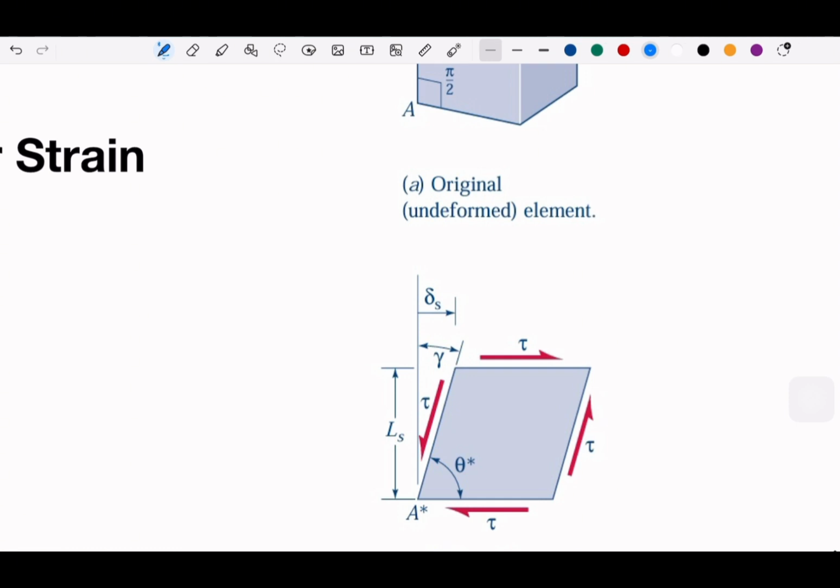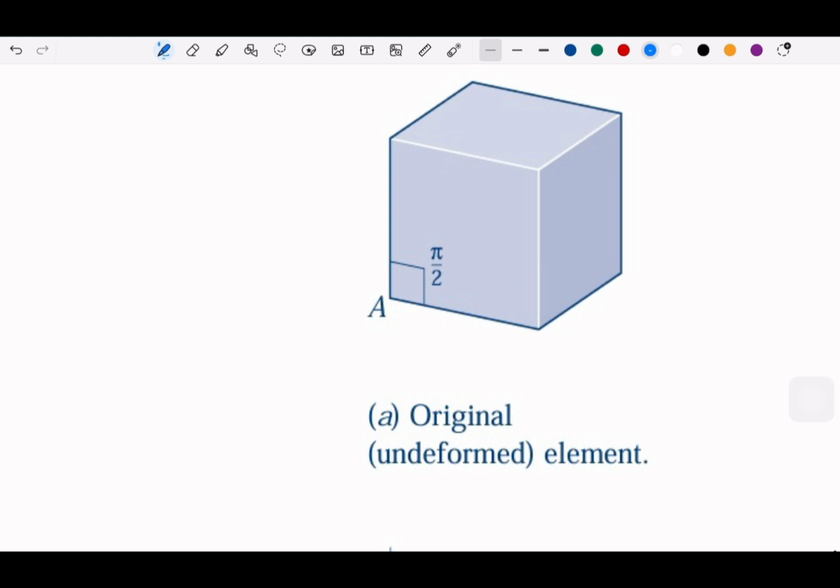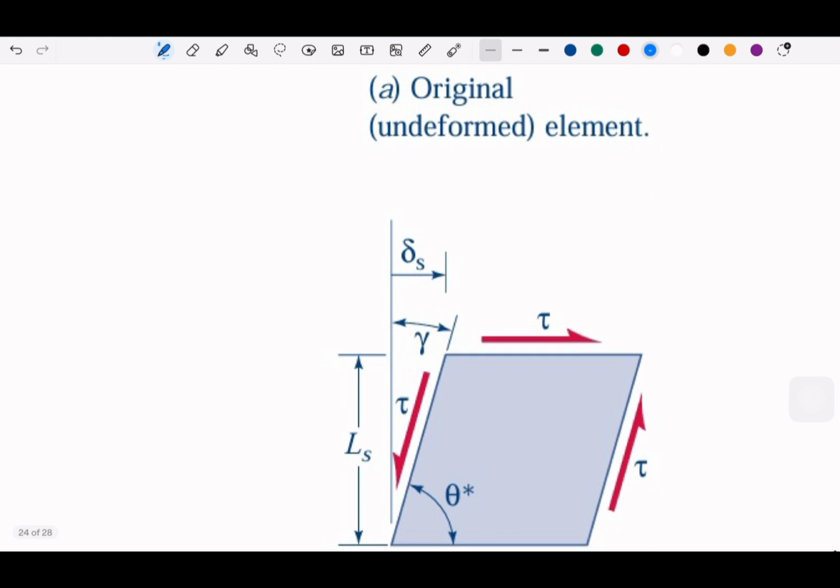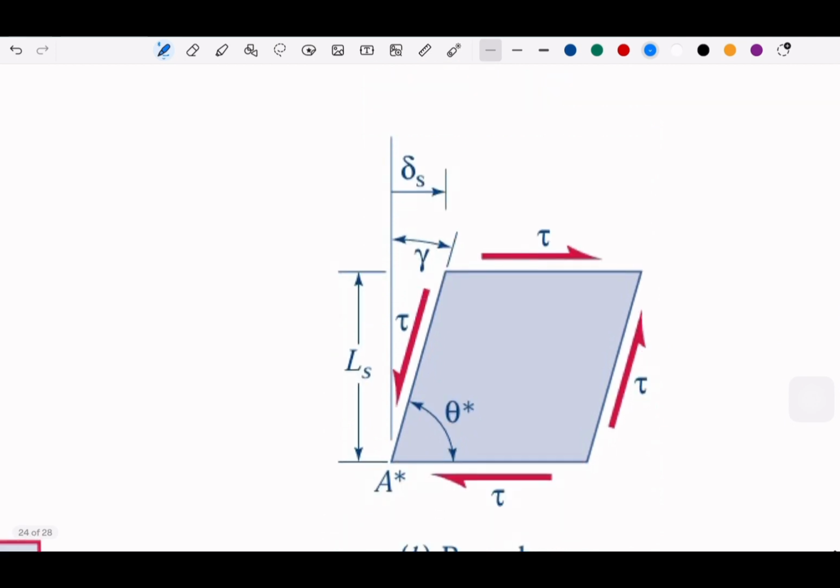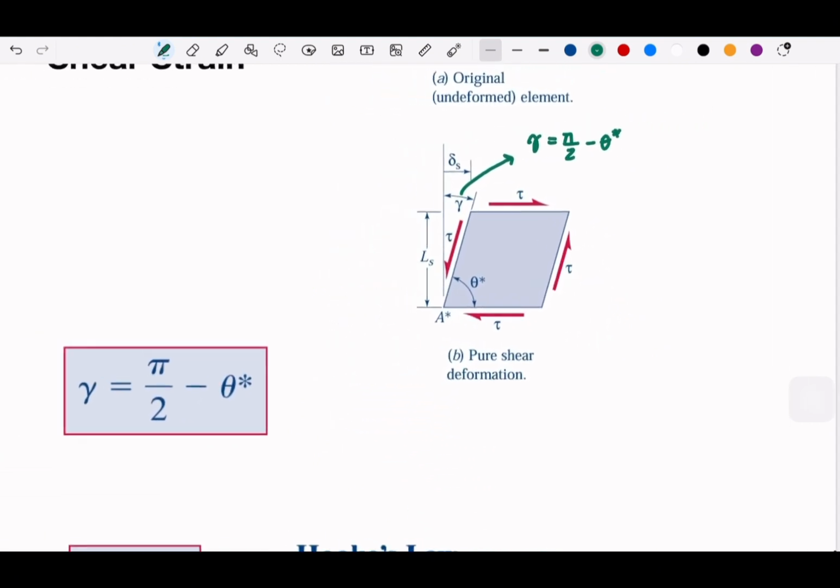Now, since our original body has an angle of pi over 2, the new gamma, this one here, will be a change from the pi over 2. So gamma is pi over 2 minus theta asterisk. And this is what we can define as a shear strain.